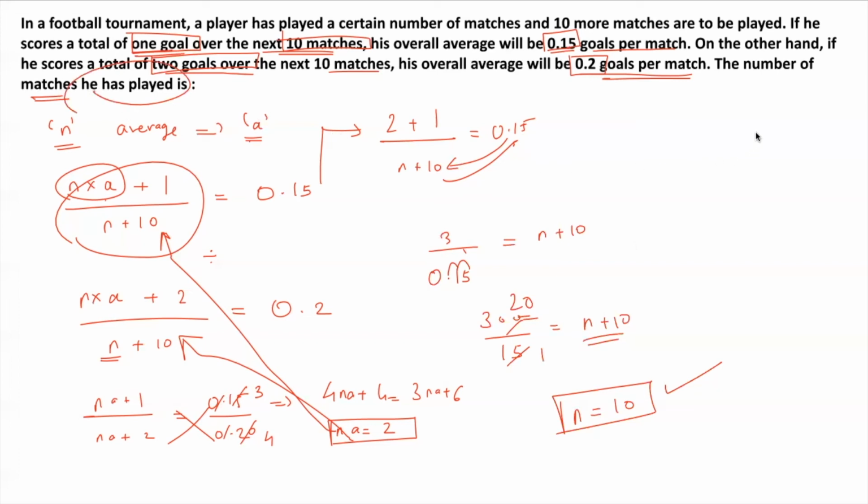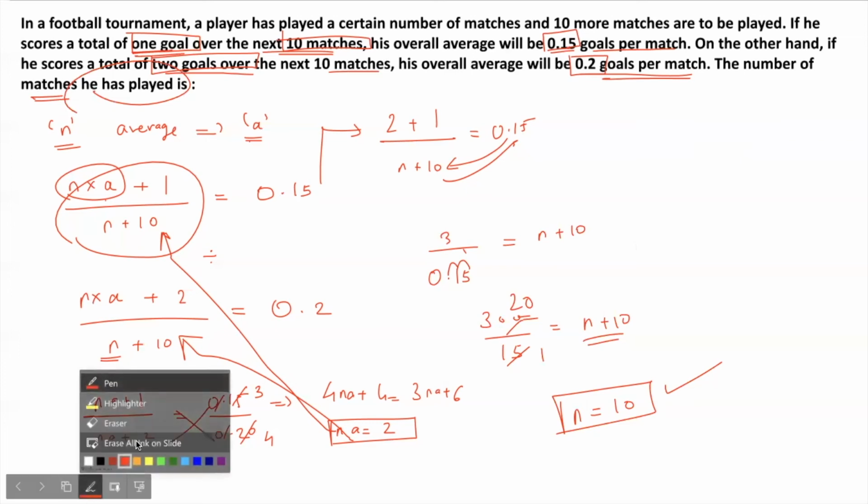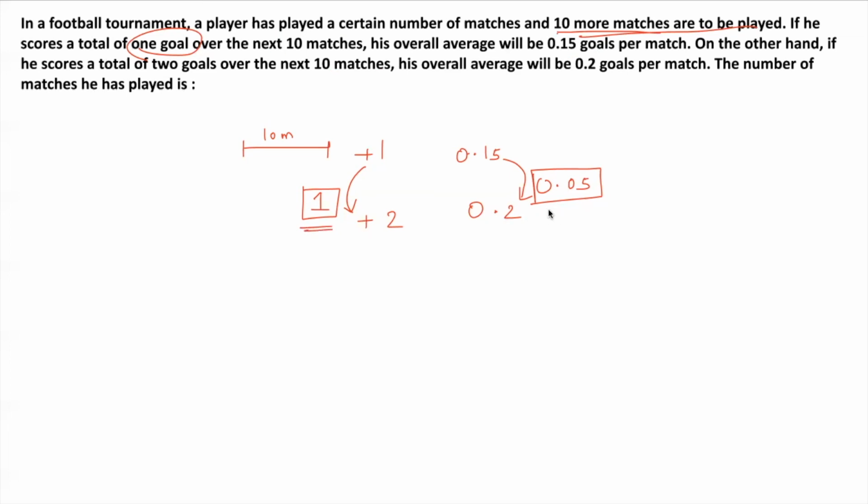All right. But guys, there is a very quick shortcut to solve this question. Let us discuss that now. 10 more matches are to be played. If in the next 10 matches he scores one goal, the overall average becomes 0.15 goals per match, whereas if he scores 2 goals, the average becomes 0.2. That means if you compare the difference in the number of goals, it's 1, and the difference in the average is 0.05. Since there is an increase of one goal overall, the average increases by 0.05.